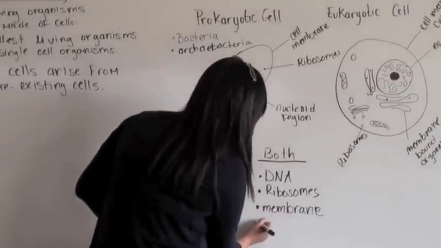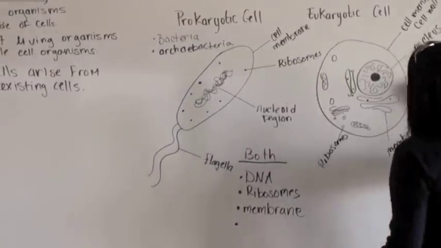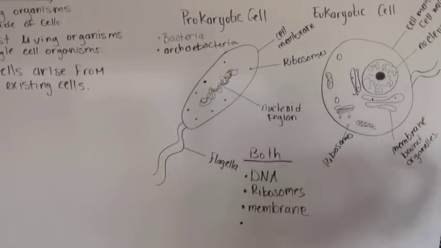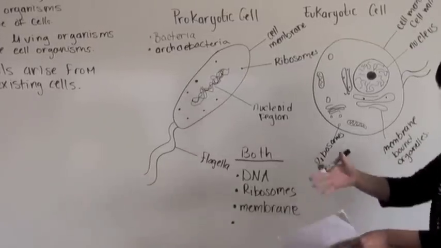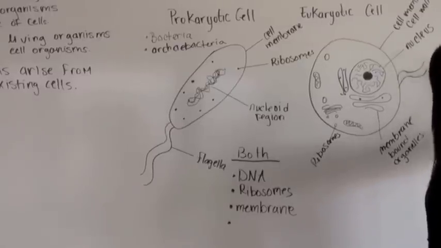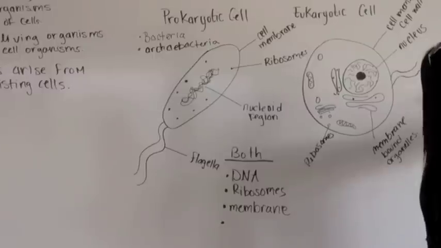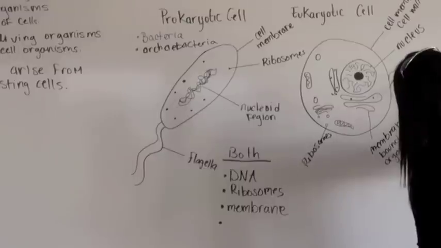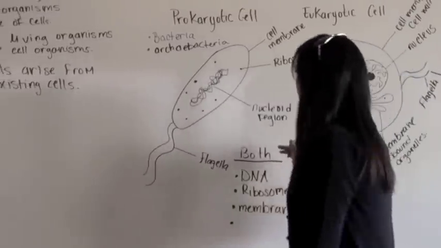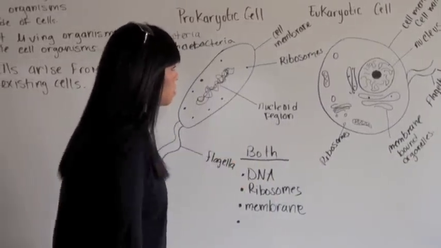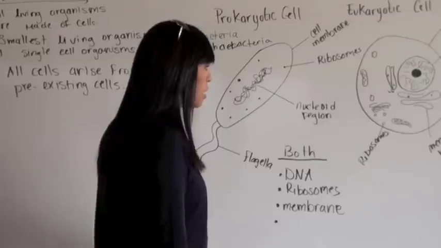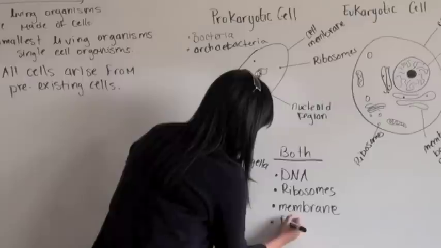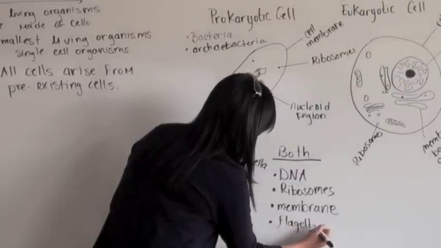They also may have, oh, I didn't label that here, this is flagella as well. And flagella is just the movement of the cell. They use this to motor themselves into different areas and stuff. So let me label that. Oh, you can't see it right there. So flagella as well. So that's the main difference between them. Both are cells, and they both have DNA, ribosomes, membranes, and flagella.